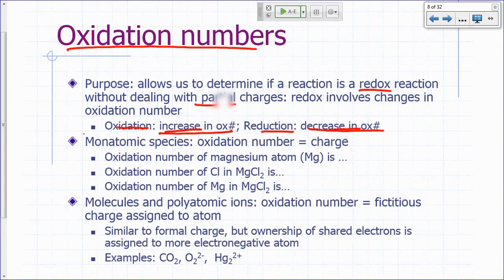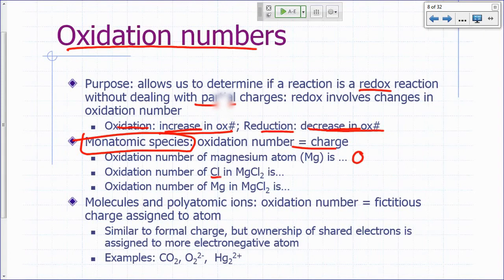Okay, so what's an oxidation number then? Well, if you're dealing with a single atom or a monatomic ion, a monatomic species, the oxidation number is just the charge. So for example, what would be the oxidation number of a magnesium atom? What's the charge of a magnesium atom? It's neutral, so the charge is 0. So the oxidation number of a magnesium atom is its charge.